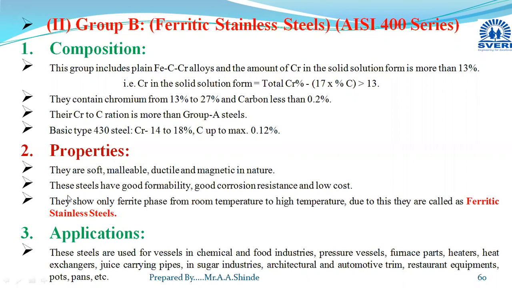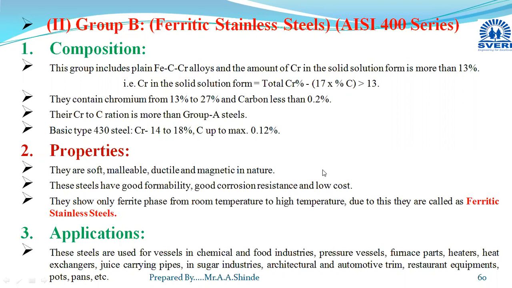And they also have good formability, good machinability. Along with that, they will show you good corrosion resistance due to presence of more chromium in the form of solid solution as compared to group A. This will show more corrosion resistance at low cost. So these are properties of group B or ferritic stainless steels.